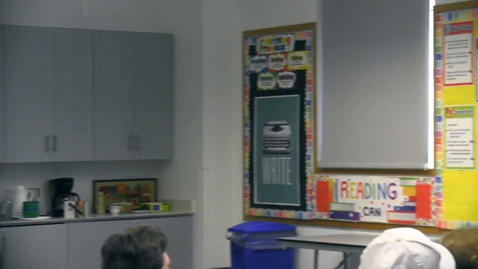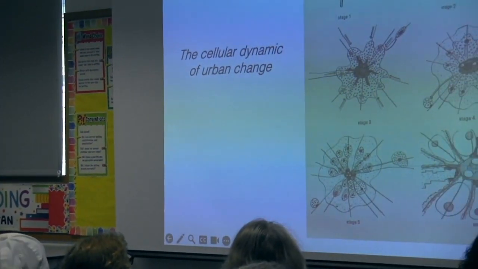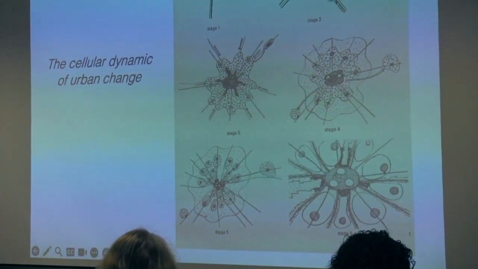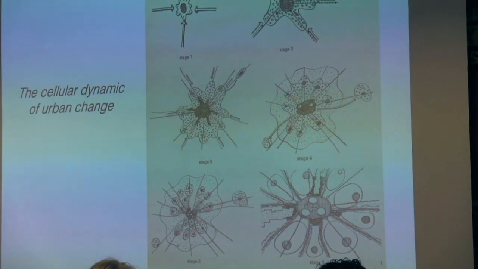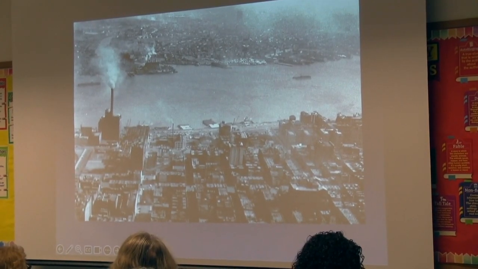So the insight about neighborhoods from this long historical record is that as cities evolved, neighborhoods were the building blocks of urban evolution through time. The cellular dynamic of urban change. It was neighborhood based. And then what happened is everything changed.